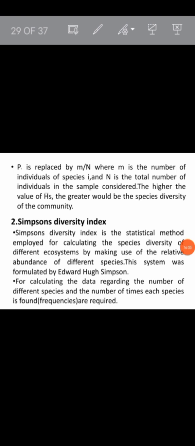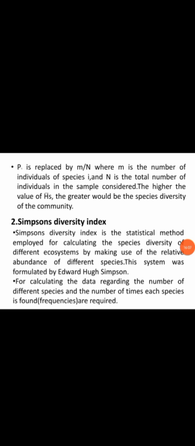Next one is the Simpson Diversity Index. The Simpson Diversity Index is the statistical method employed for calculating the species diversity of different ecosystems by making use of the relative abundance of different species. The system was formulated by Edward Simpson.